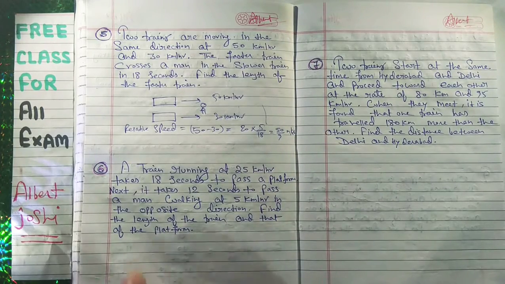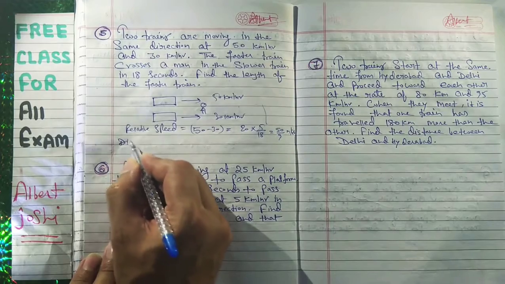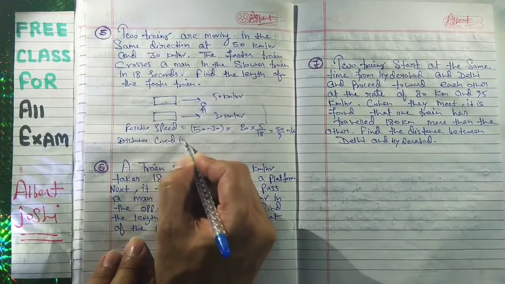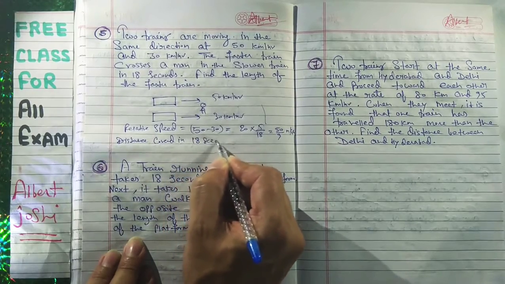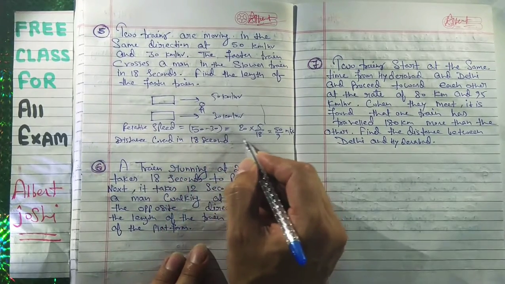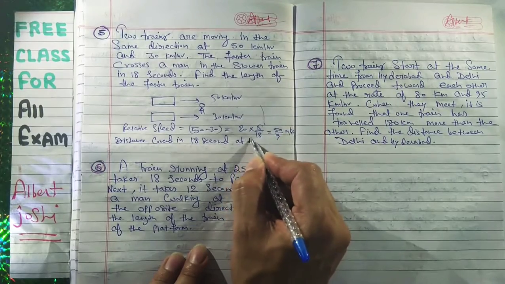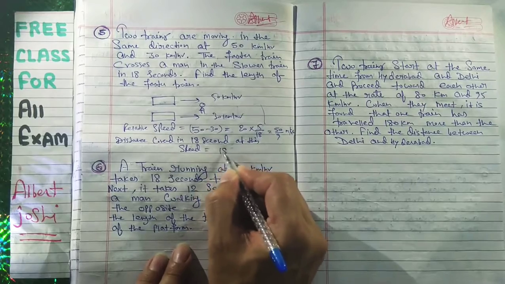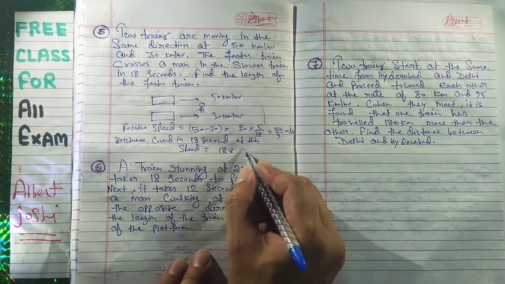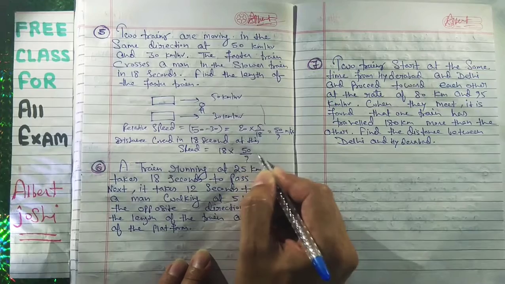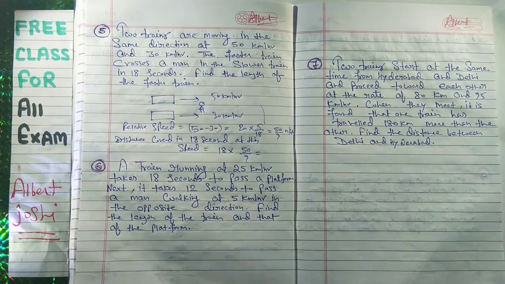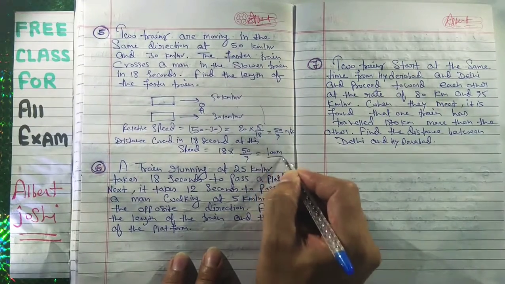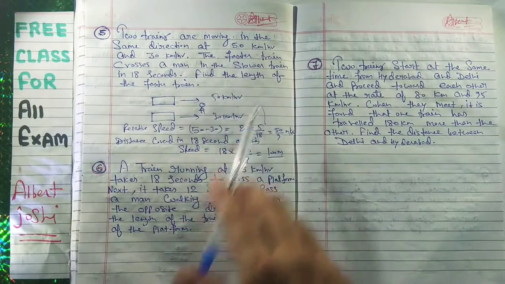Now you have to find the distance covered in 18 seconds at this speed, which is equal to 18 into this speed. 50 upon 9, if you calculate, 9 into 18 is 2, and 2 into 50 is 100. So you will get 100 meter. So what is this 100 meter? It is the length of the train.